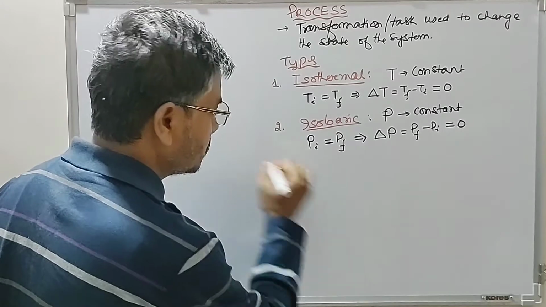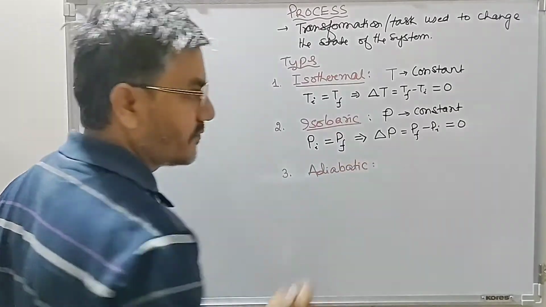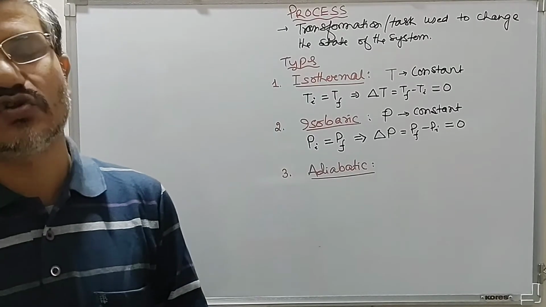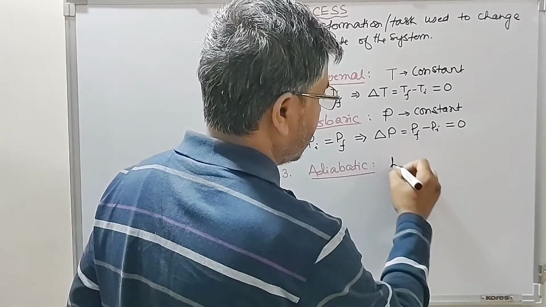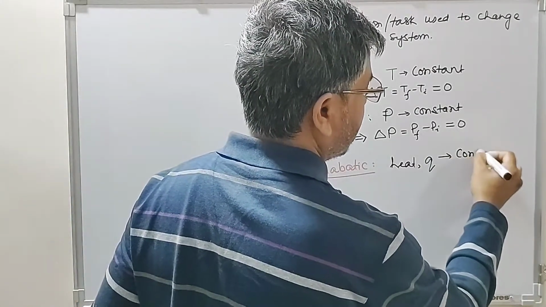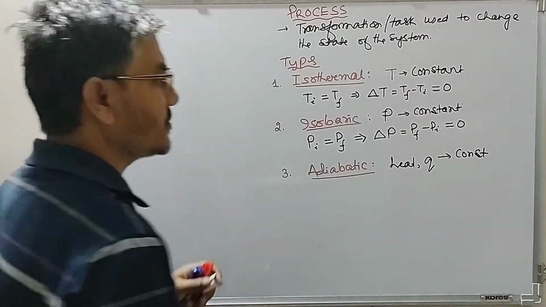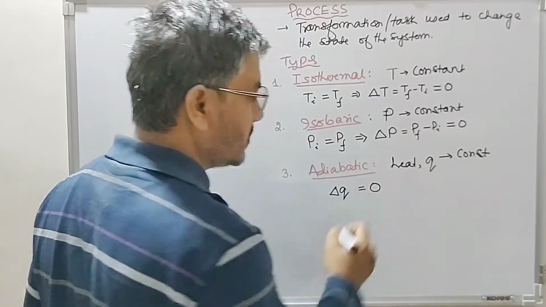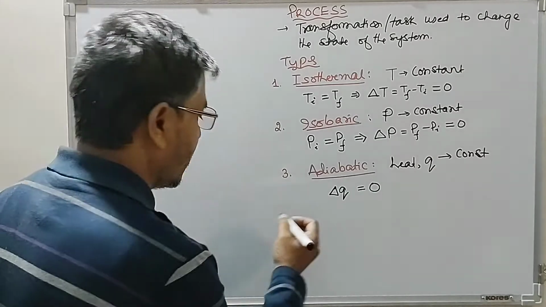Then we have the adiabatic process. In an adiabatic process, there is no heat transfer between system and surrounding, or the heat remains constant. Heat is defined as Q, so heat remains constant. That particular process in which the heat content of the system remains constant is known as adiabatic process. If this is the case, then delta Q will always be 0. Change in heat transfer between the system and surrounding will always be 0 because heat remains constant during the process.